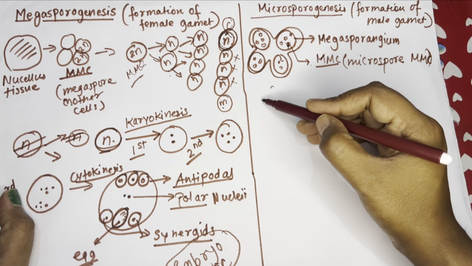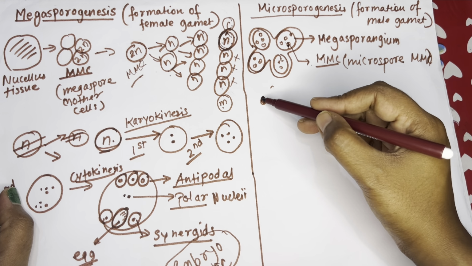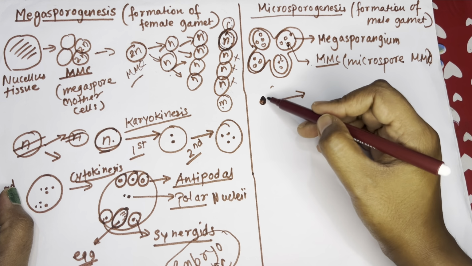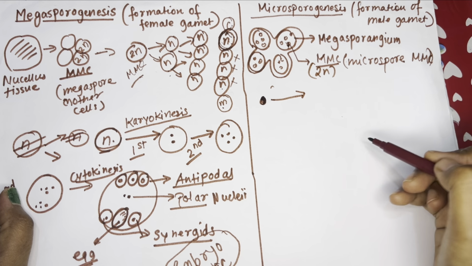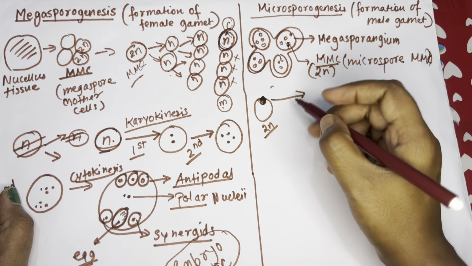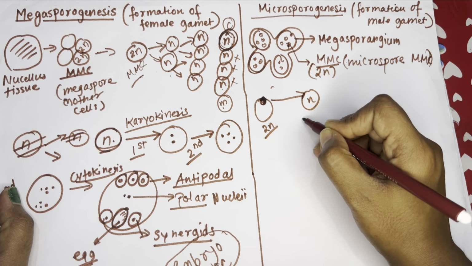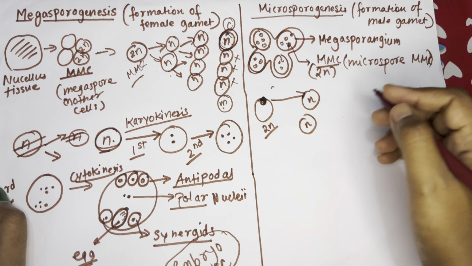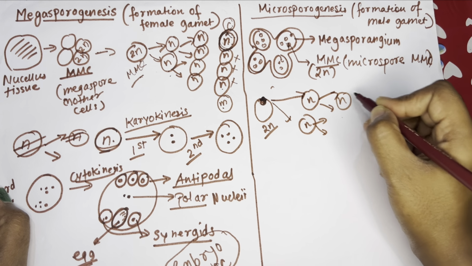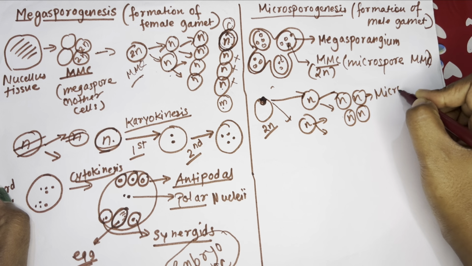Now here let's focus on only one MMC. Okay. Each MMC will do the same thing, but here we are only focusing on one MMC. This MMC, first it will do meiosis 1. Remember again, MMCs are somatic cells. They are 2n, twice n. This 2n MMC will do meiosis 1 and meiosis 2. So after meiosis 1, we'll get this type of thing. And then after completion of meiosis 2, we'll get again a tetrad. n. These are called microspores.